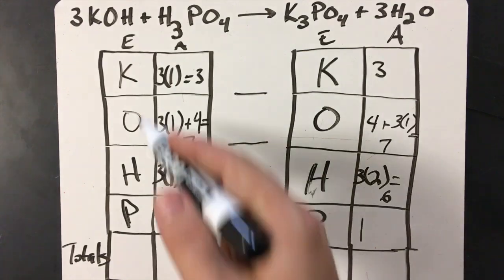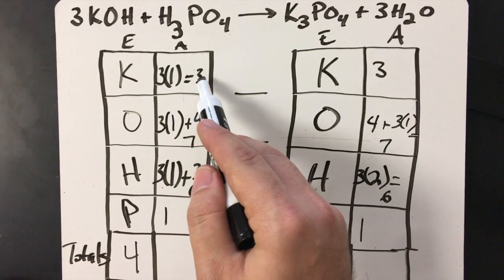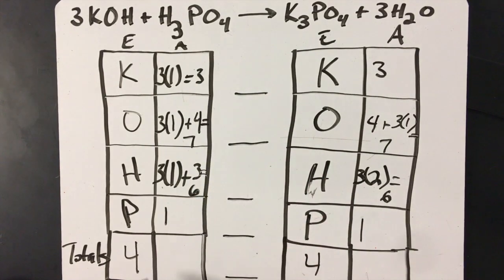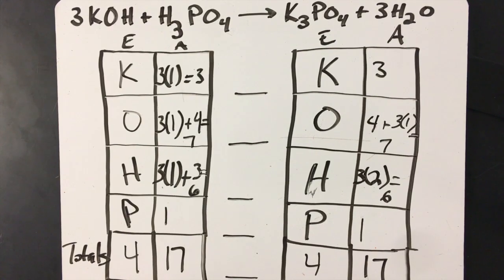So if we go through here and check this, we've got 4 elements here. We've got 4 elements here. So those are the same. If we total up the atoms, 3, 7 is 10, 6 is 16, plus 1 is 17. And if we do the same thing on this side, 3 plus 7 is 10, plus 6 is 16, plus 1 is 17. So we've got, those are matched.